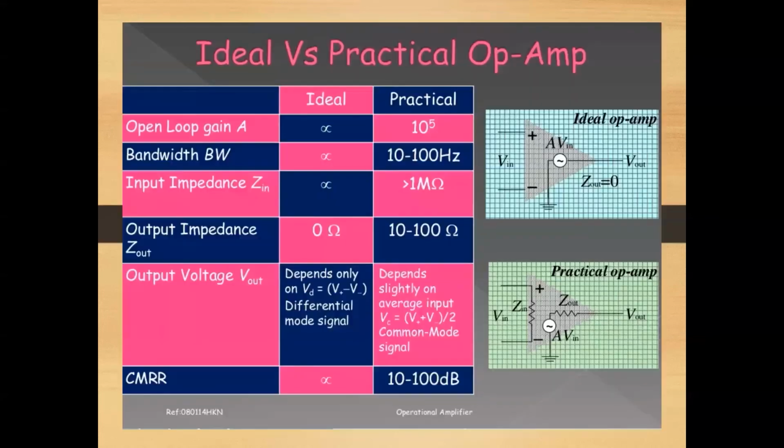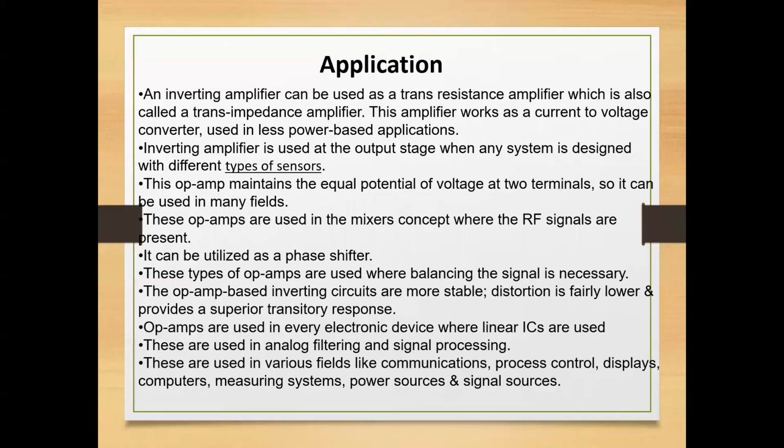The difference between the ideal and the practical op amp: the loop gain in ideal is infinity and in practical is 10 to the power 5. The input impedance in ideal is infinity and in practical is greater than 1 megaohm. And the rest of the differences you can see in the slide.